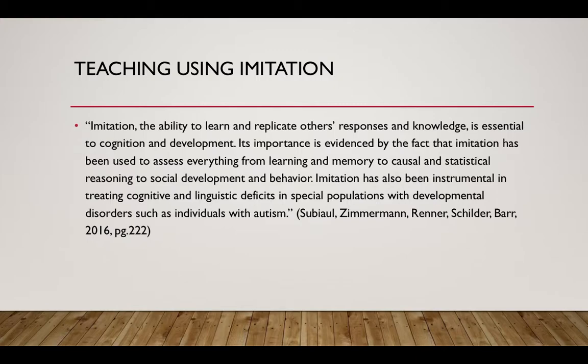Teaching using imitation and its importance in child development. Imitation, the ability to learn and replicate others' responses and knowledge, is essential to cognition and development. Its importance is evidenced by the fact that imitation has been used to assess everything from learning and memory to causal and statistical reasoning to social development and behavior. Imitation has also been instrumental in treating cognitive and linguistic deficits in special populations with developmental disorders, such as individuals with autism.